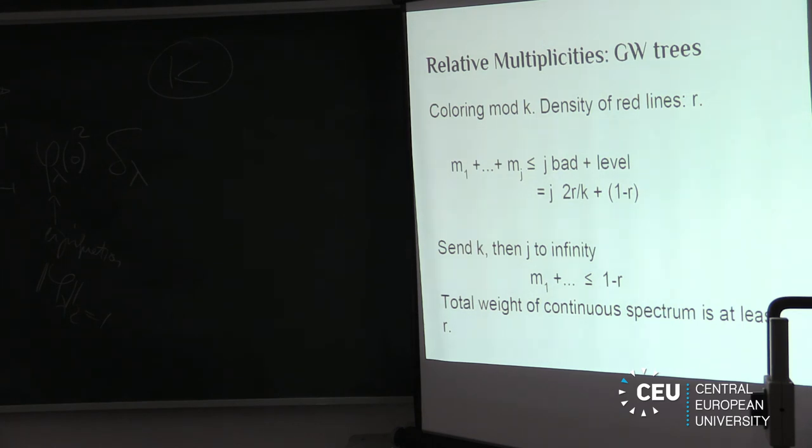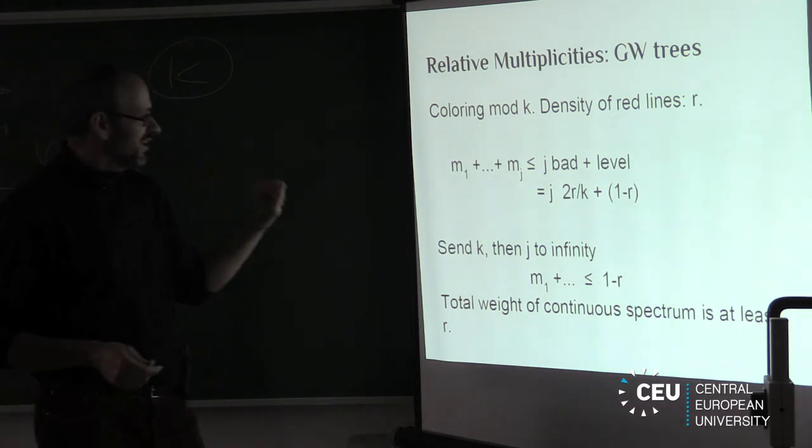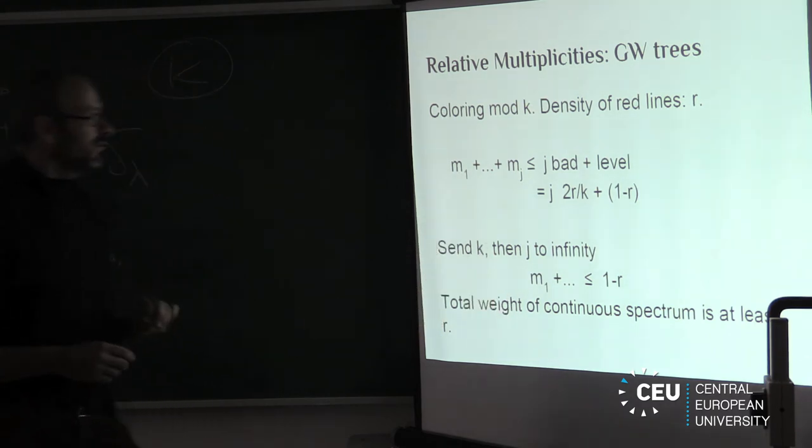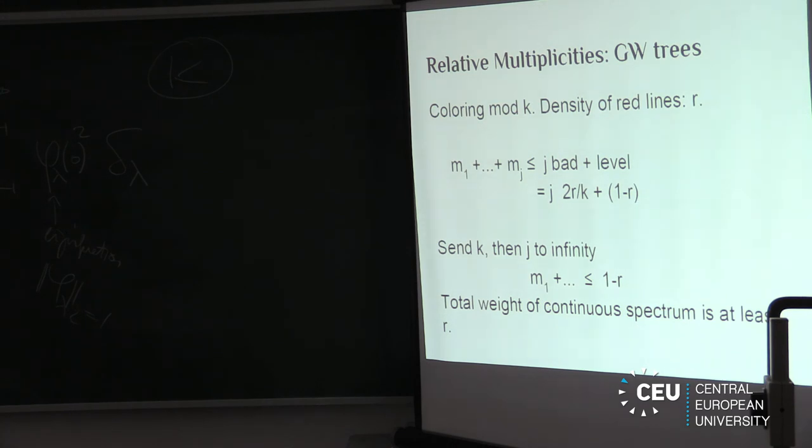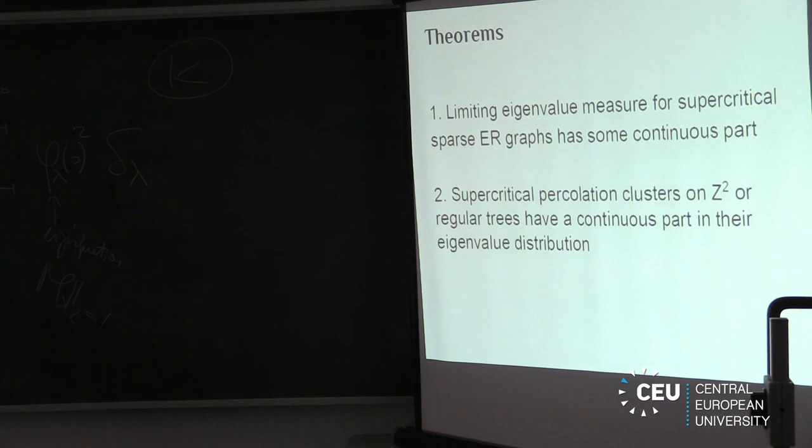There's a little bit of cheating because this is an infinite graph, so I skip some limiting statement. But when you do this whole thing, what you get is basically that the sum of the multiplicities of all the atoms is bounded above by 1 minus the density of these red lines. So if the red lines are very dense, then the sum of the multiplicities is very small. And since we can show that the red lines always exist in these trees, the result is that you always have some continuous spectrum. So this is the first theorem.